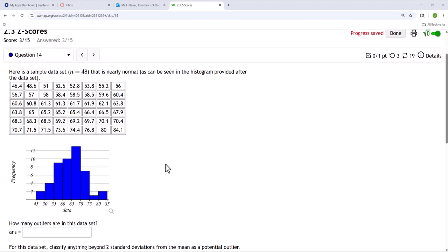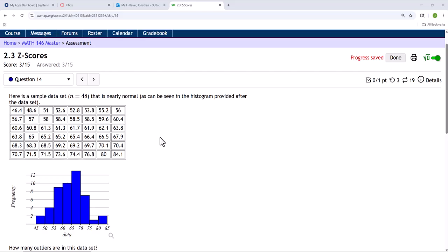All right, we're continuing section 2.3 about z-scores, and here is a problem that just seems to be a little bit problematic for students, so I just want to run through this as an example. We have a sample data set. There are 48 data points. You can see it's normally distributed here by the histogram.